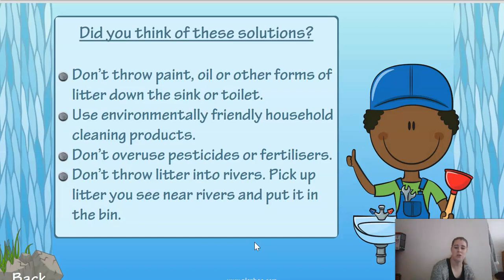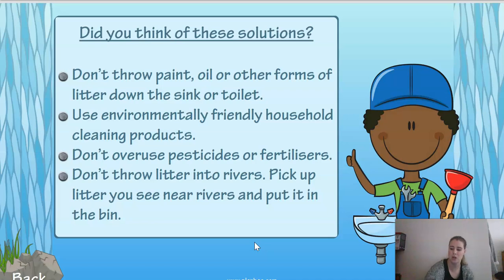Don't overuse pesticides and fertilizers. Again, we're poisoning our crops, and that ends up infiltrating through the water. It goes into the soil, through the water and out into our rivers. And a big one there, don't throw litter. Although we might not throw litter into rivers, the wind can pick it up, a storm can pick it up, and it's all going to end up in that water. It's not hard to put these things in the bin, is it?